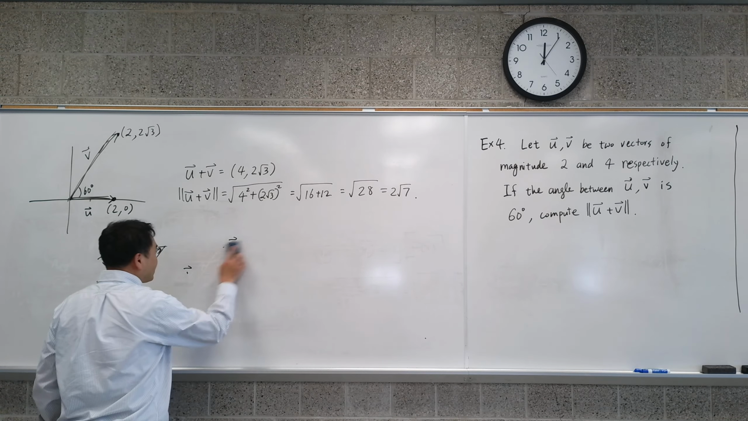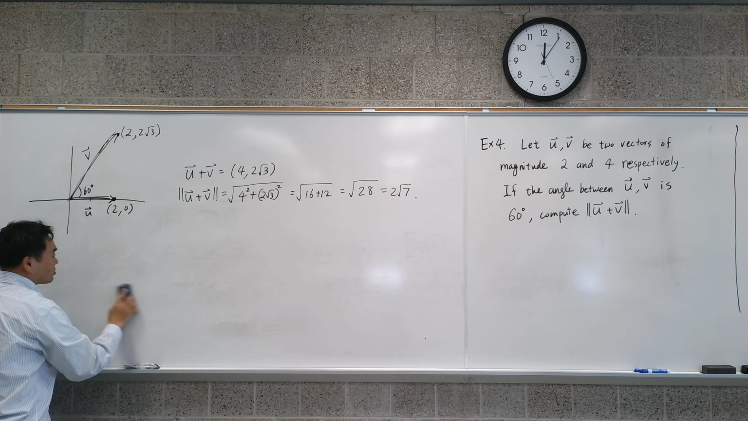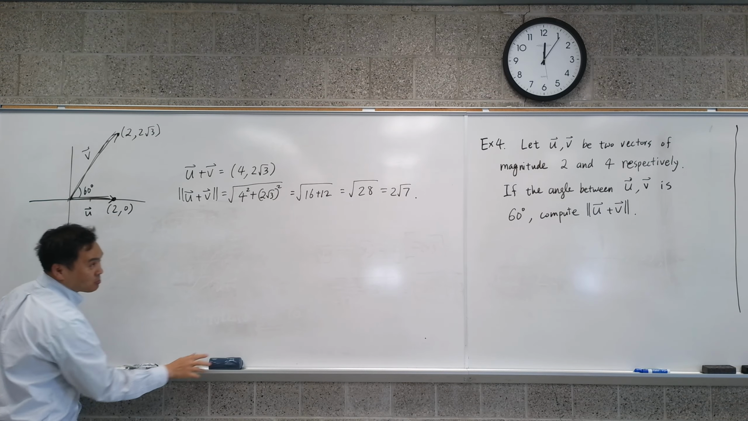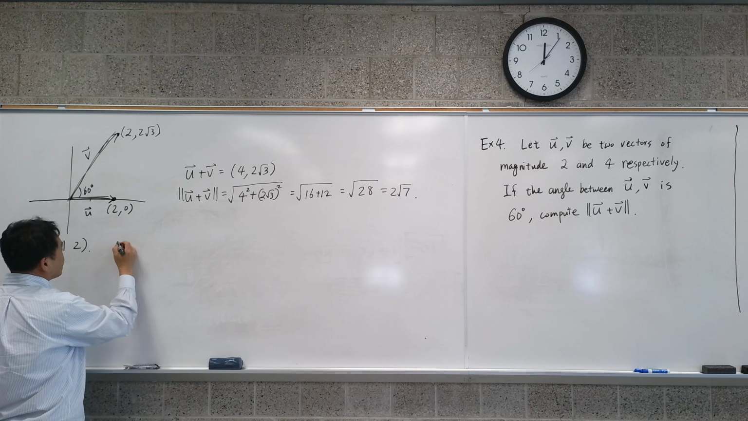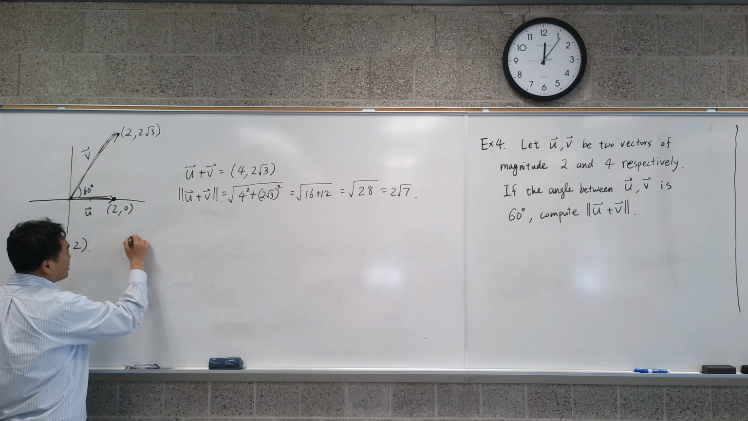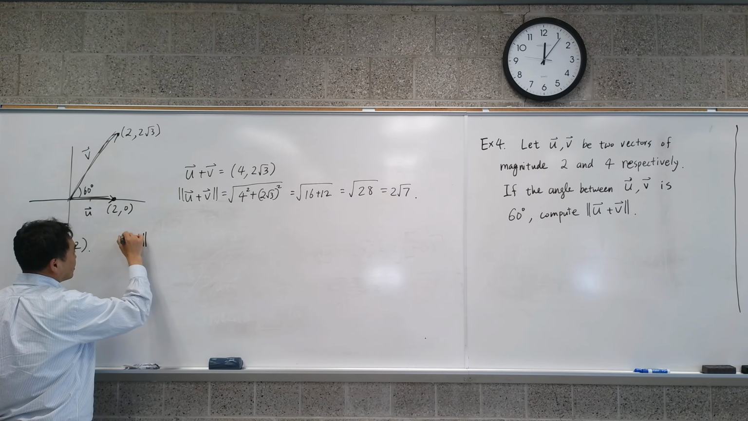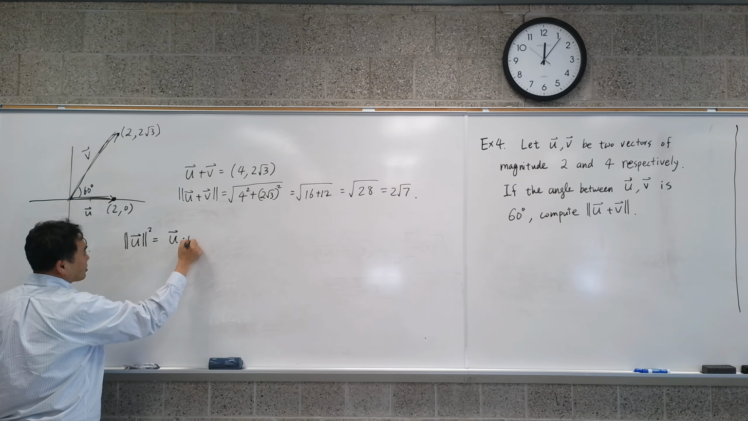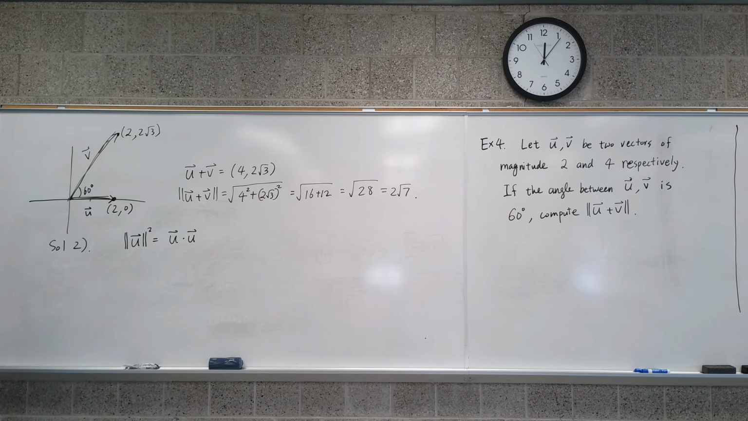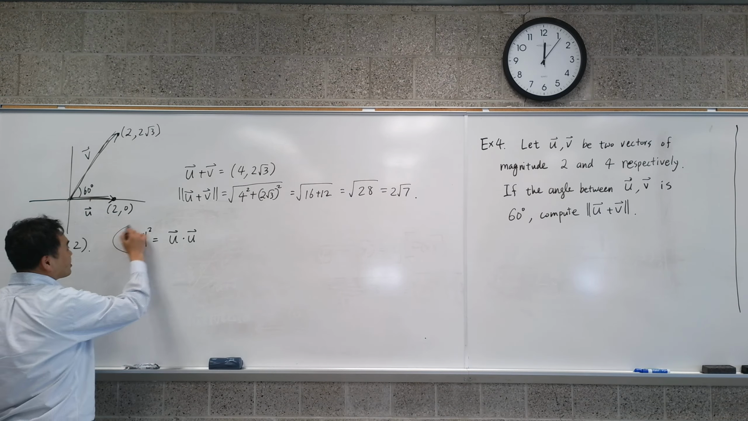Okay, but that I don't want to do because I just want to use the methods in this class only. So here's solution 2. Solution 2 makes use of the following, which is that any norm squared can be obtained by doing an inner product with itself, right? So we use this.